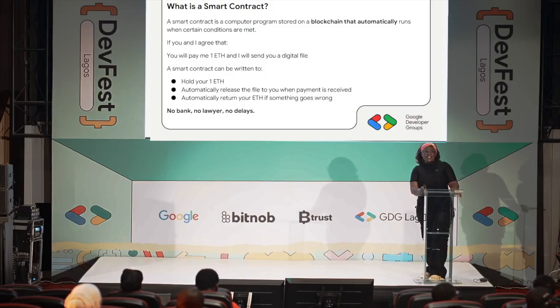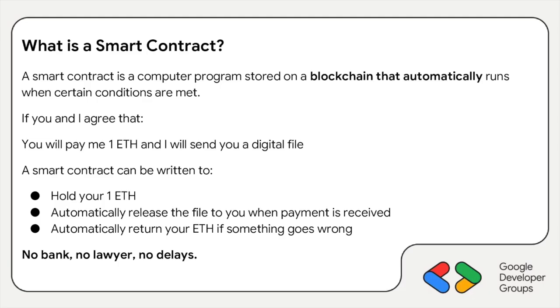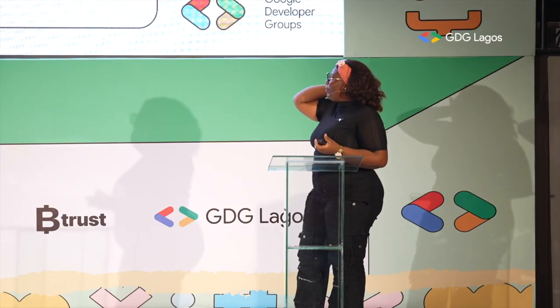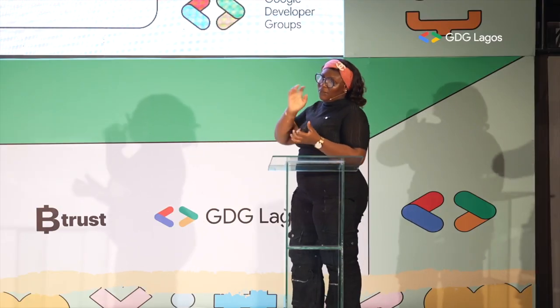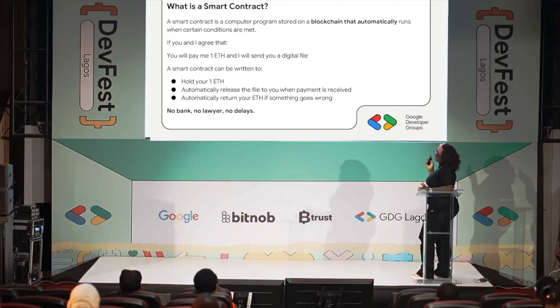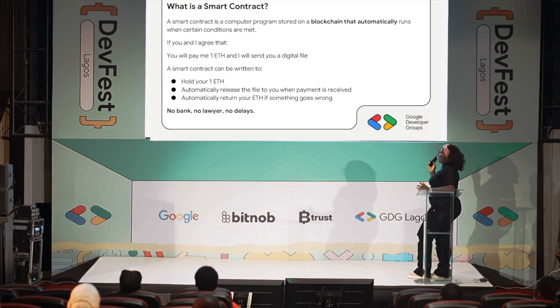That's smart contracts. Does anybody know what it is? Has anybody received any smart contracts here before? Okay, good. A smart contract is a computer program stored on a blockchain that automatically runs when certain conditions are met. I'm sure most of us would have heard the word blockchain, smart contracts, maybe even if we've not written one before, right? So that's what a smart contract is. It's just a program on a blockchain that runs when certain conditions are met.